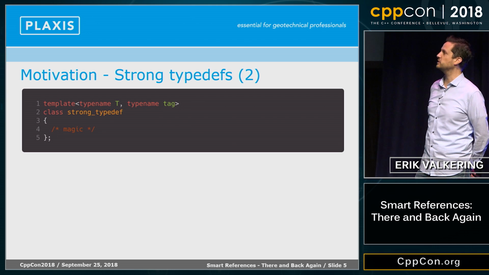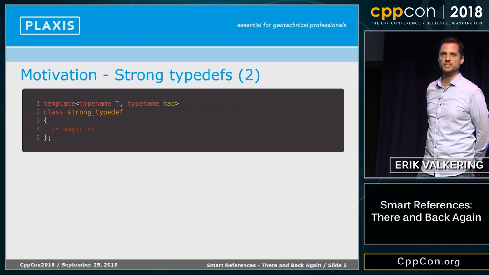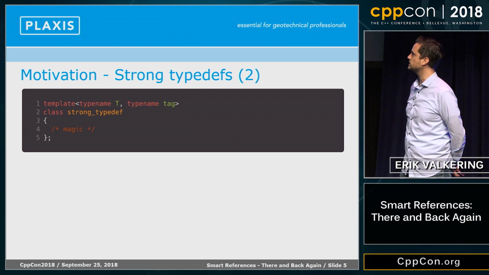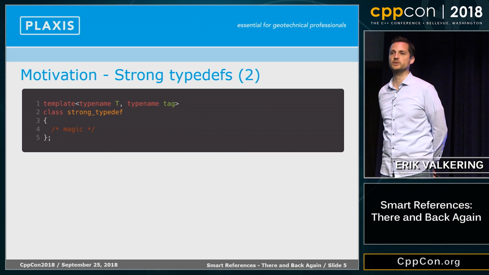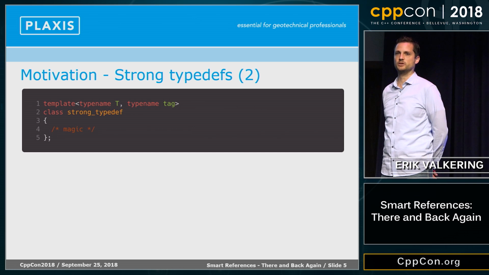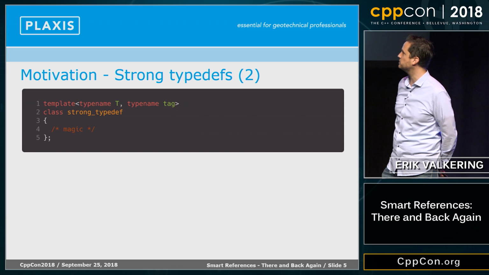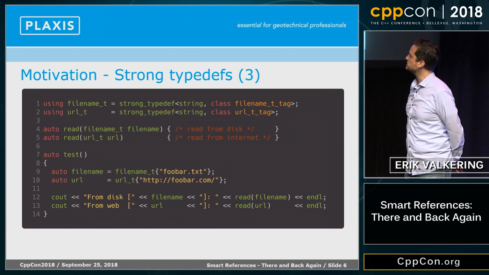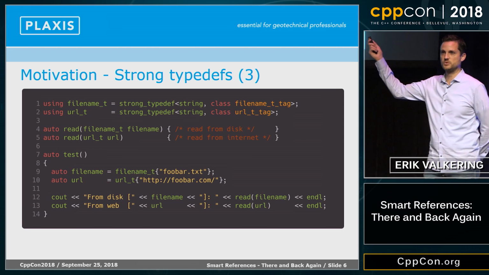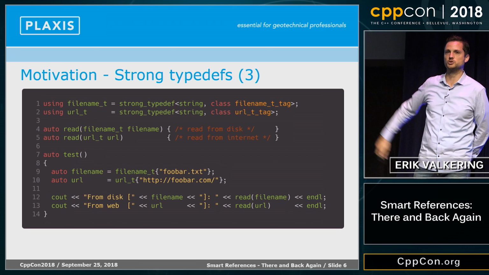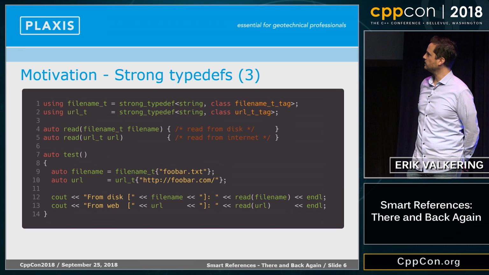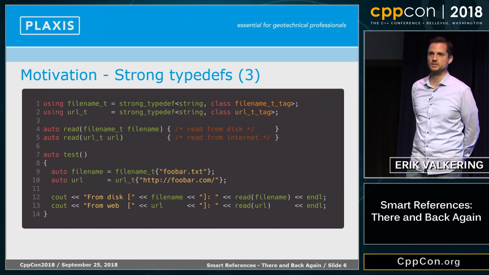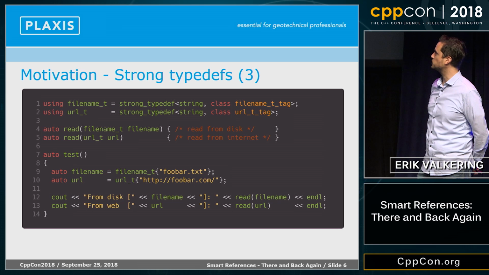How we could fix this is by coming up with a kind of imaginary type. Let's call it strong typedef, which makes a unique type based on some type. In this case, the T would be string. We also give it a tag to make it really distinct, because otherwise it would still be the same type. So instead of aliasing to string, we now alias to this strong typedef, and then we create two unique types, and this would work. This is the example for strong typedefs.